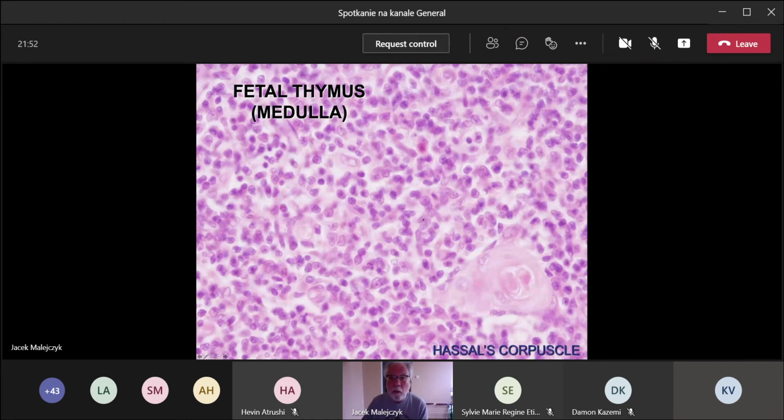As you see, the number of lymphocytes is quite a bit smaller than in the cortex. There are numerous blood vessels which can be seen here, and these vessels serve for taking in the immature T cells and sending the mature T cells to the periphery.